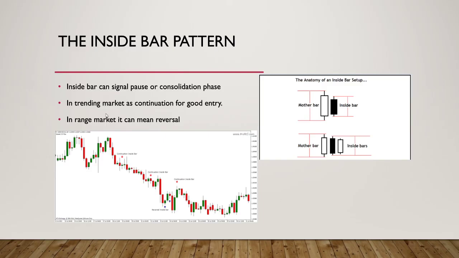And in a range market, it can mean reversal. The range markets are like this, right? Up and down on support and resistance, right? So when that comes, it means just a reversal up and down. That's a perfect entry for range.